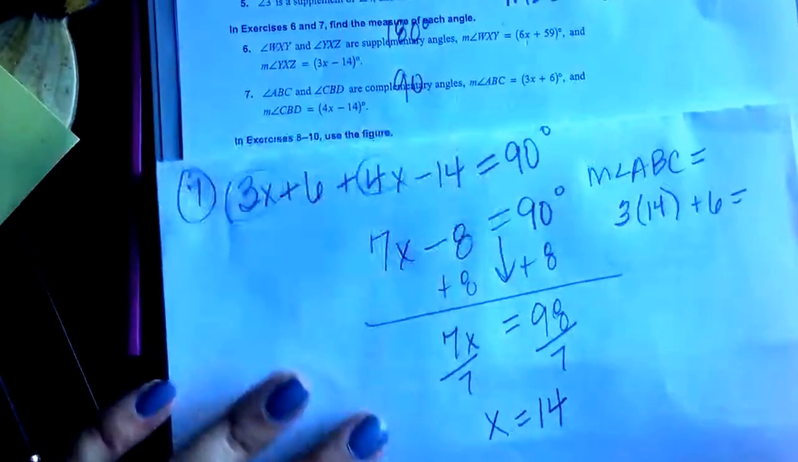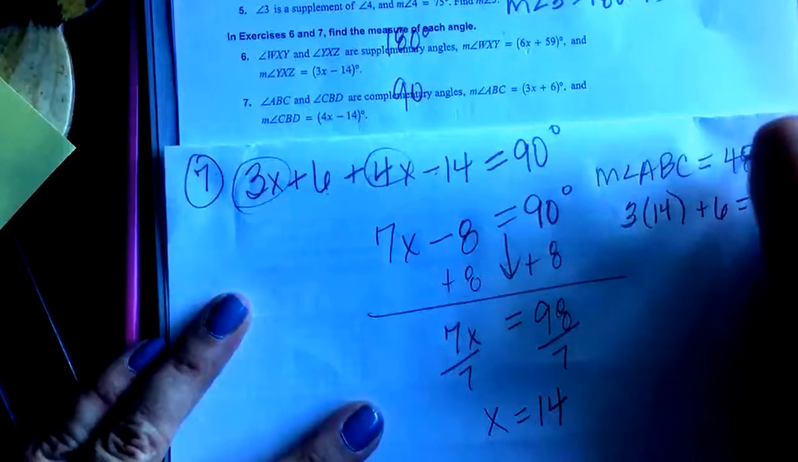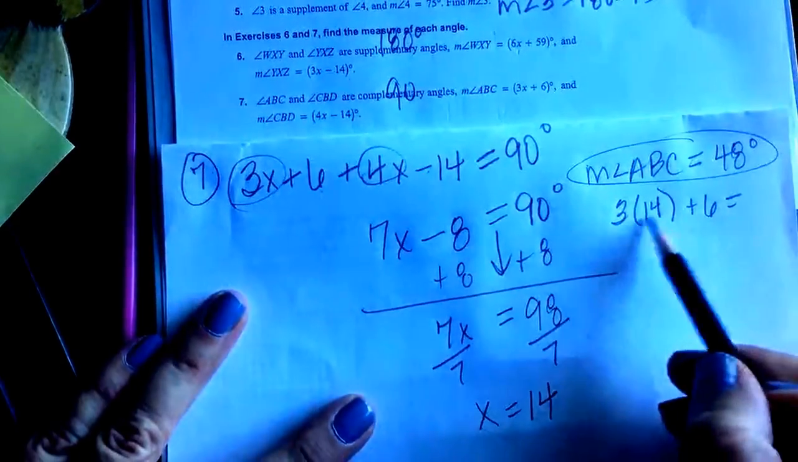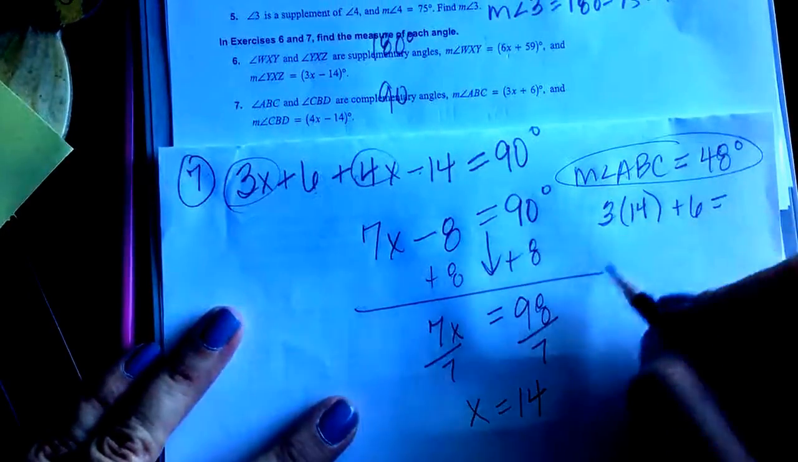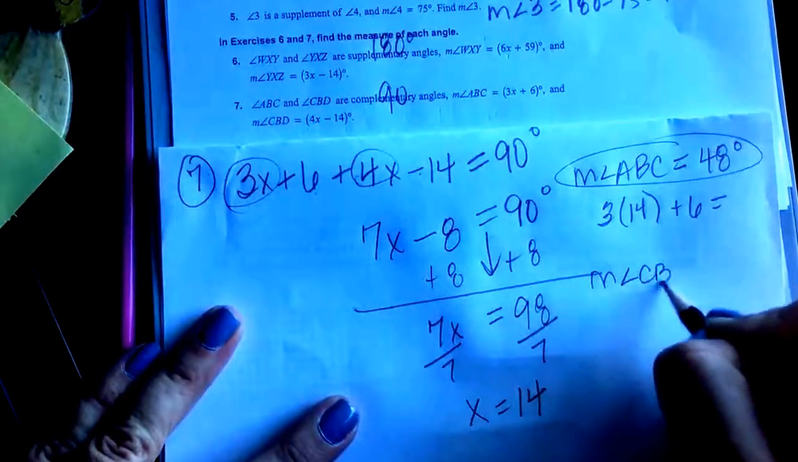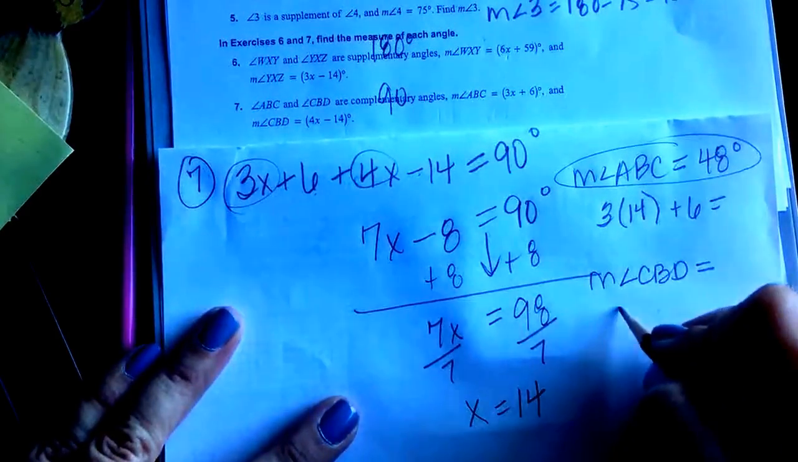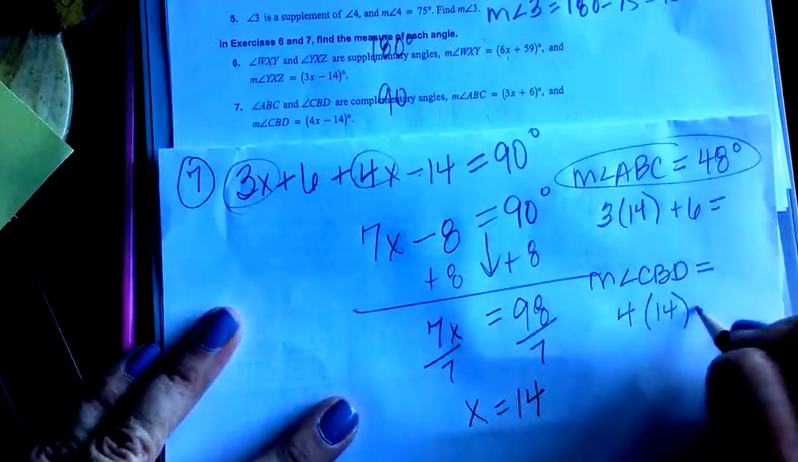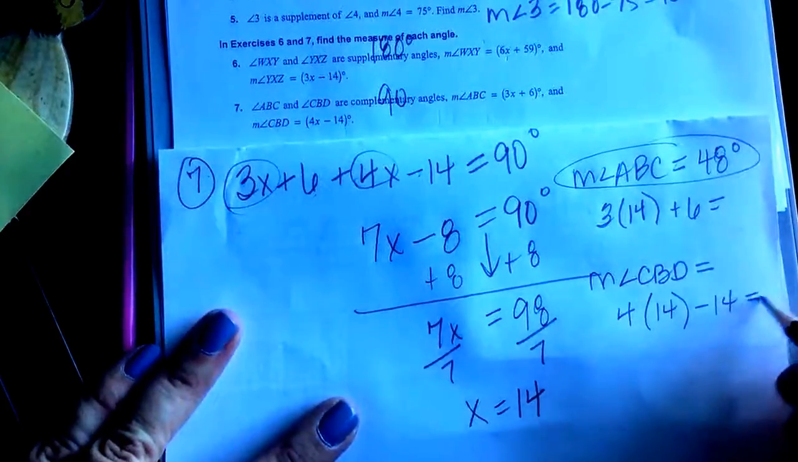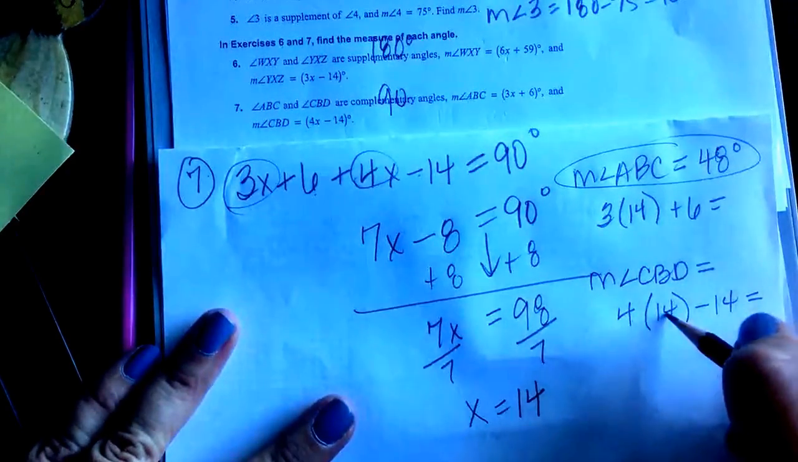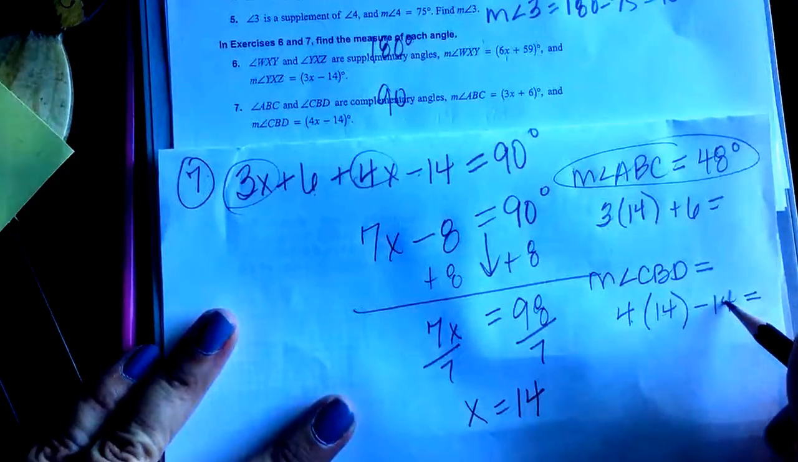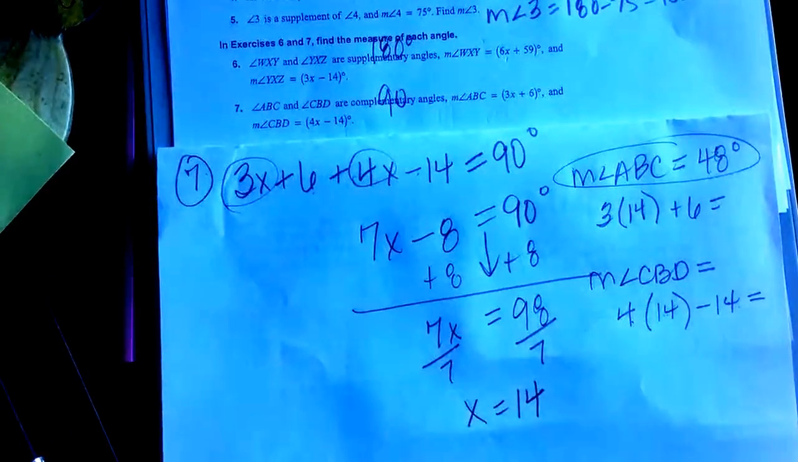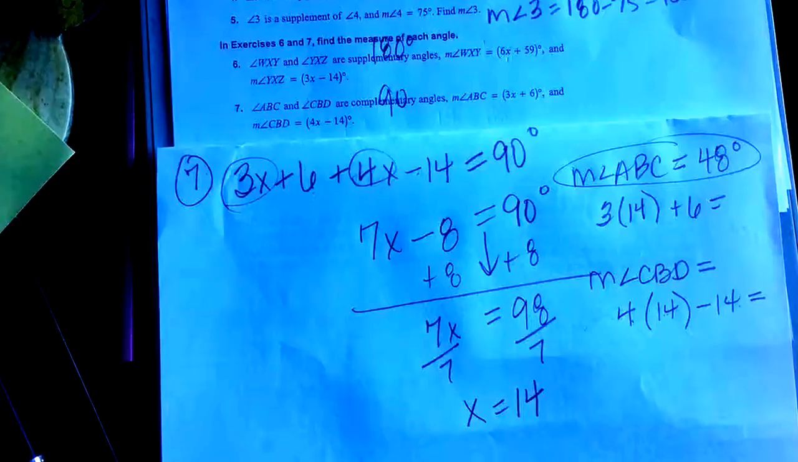What's that? Perfect, thank you. I got enough people that are saying it's 48. So I just plugged in 14 for x. The measure of angle CBD is 4 times x minus 14. So actually that's 4 14s minus 14, 3 14s. So what's that, 42?